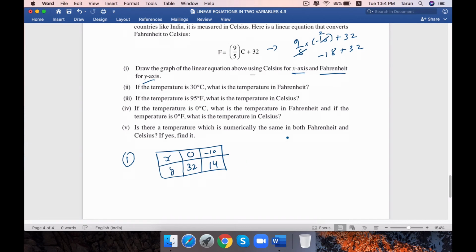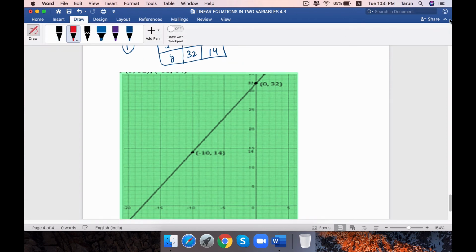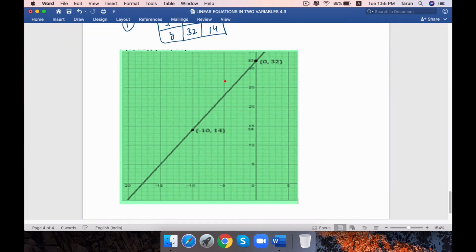Now let us draw the graph for this. How the graph will look like. We can clearly see we have marked the points now over here. This is my first point where x was 0 and y was 32, where this is my C and this is my F. Similarly here we took C as minus 10 and F came out to be 14. Let's move on to the second part.